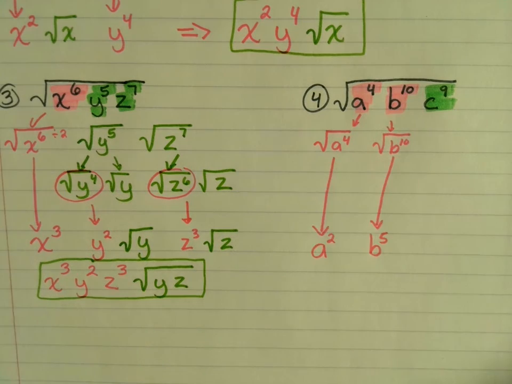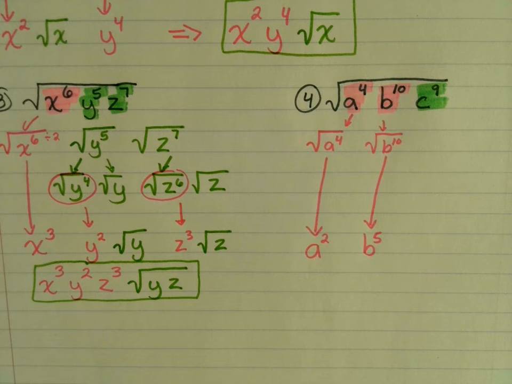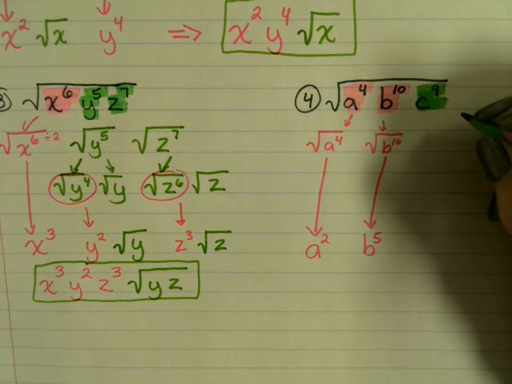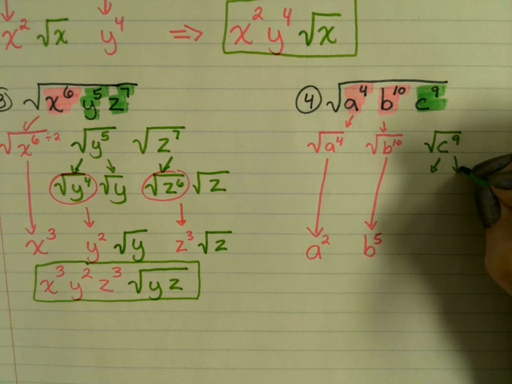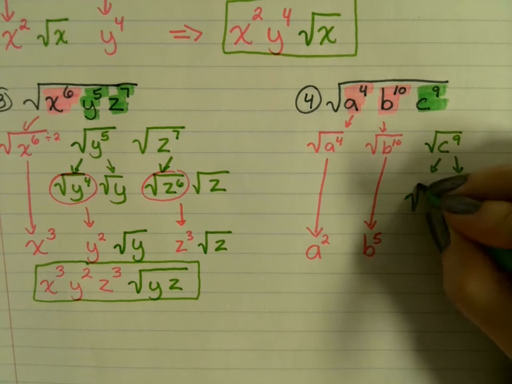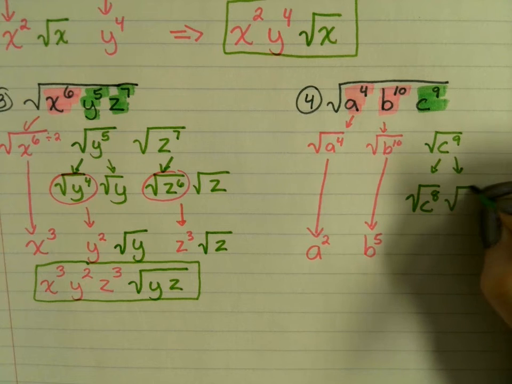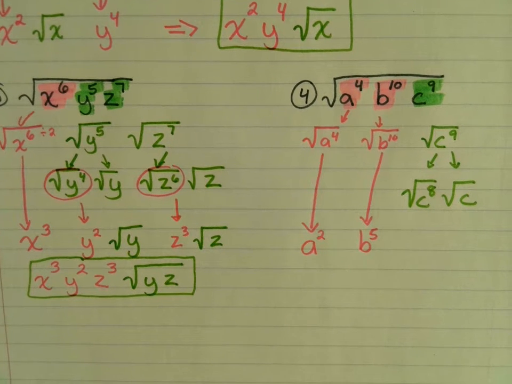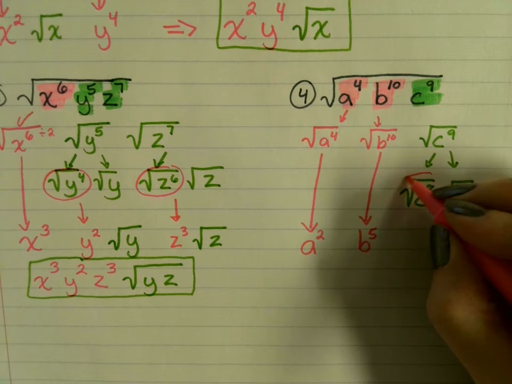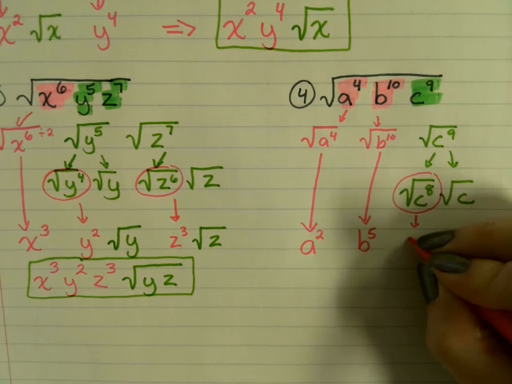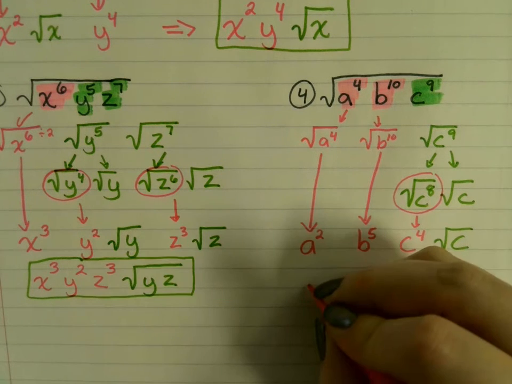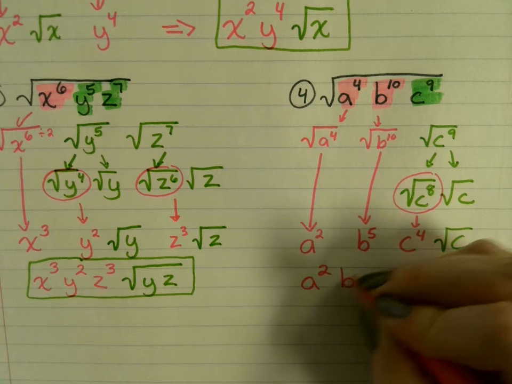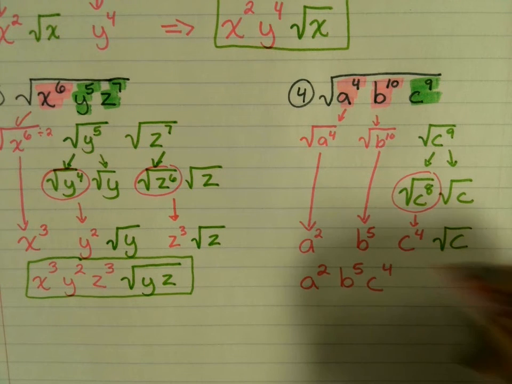Okay, c to the 9th, because it's not perfect, we're going to go ahead and split it up. We're going to split up the square root of c to the 9th by taking one of the c's away. So that's going to become the square root of c to the 8th, times the square root of c. Now the square root of c to the 8th is a perfect power. What does it become? C to the 4th. And then of course we have the square root of c. So putting it all together, nice and squished in: a squared, b to the 5th, c to the 4th, square root of c.